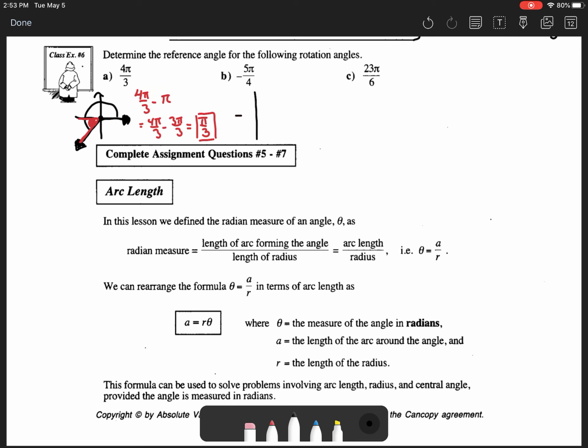Okay, B. Here's what we're talking about here, negative 5 pi over 4. So 5 times 180 divided by 4, that's negative 225 degrees. So there's your initial arm, your vertex. If I go negative 225, I'm going to end up over here, like so. And again, my rotation angle this time is in this direction. I want the reference angle, which is here between the terminal arm and the x-axis. Now remember, reference angles are always positive acute angles.